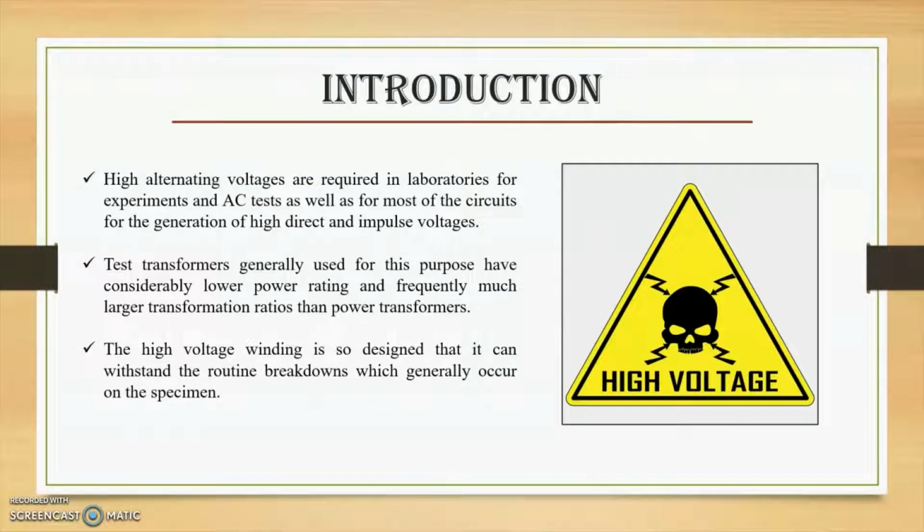So let's start. Now, high voltages are required in laboratories for experiments and AC tests, and high voltages are usually made with the help of test transformers, and hence these are used for this purpose. Now, these test transformers are of very low power rating, and frequently their transformation ratios are larger than the normal power transformers. And the high voltage winding is so designed that it can withstand the routine breakdowns which generally occur on the specimen.